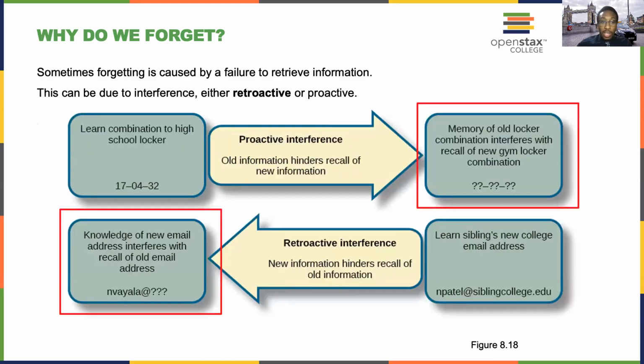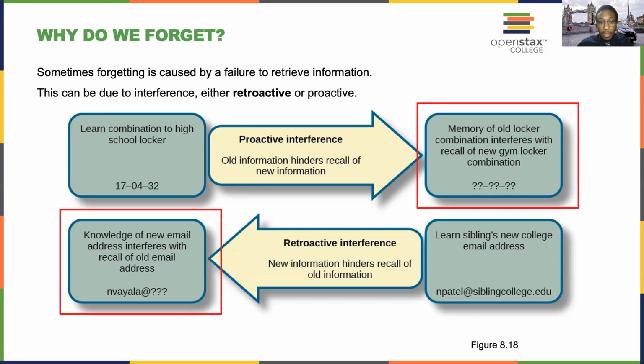Another reason why people forget is due to interference. When there's too much information, or there are contrasting pieces of information that block our brains from being able to remember it or remember it accurately. So there are two main types of interference, and those are proactive interference and retroactive interference. So proactive interference, which is when old information hinders the recall of new information, and retroactive interference, which is the exact opposite, when new information hinders the recall of old information.